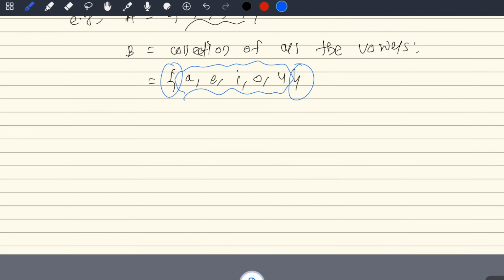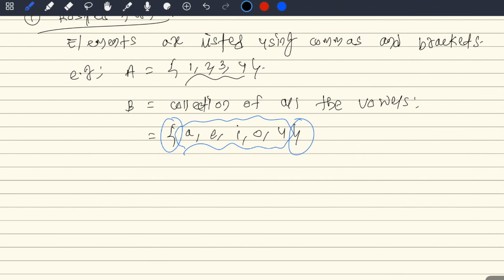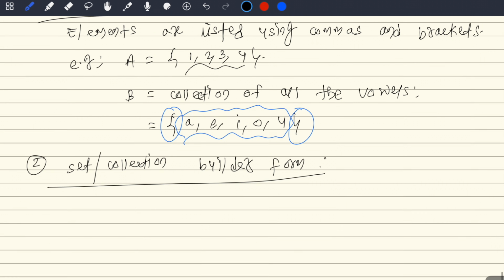Now another form is there. It is called set builder form. We can call it either a set or a collection. Builder form or builder notation, anything you can say. So this is a way to denote the sets.